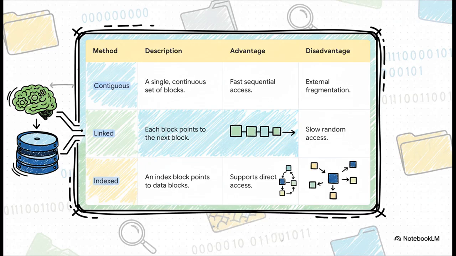Next is linked allocation. Here, blocks can be scattered all over the disk, and each one has a little pointer to the next one in the chain. It's super flexible, but trying to jump to the middle of a big file? Forget about it. It's really slow. So think flexible but slow.